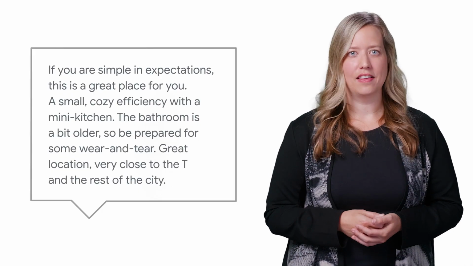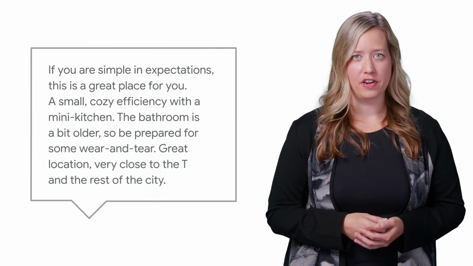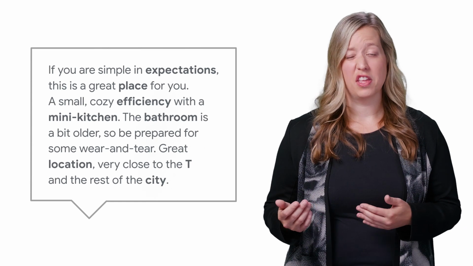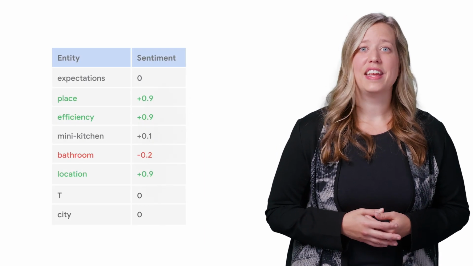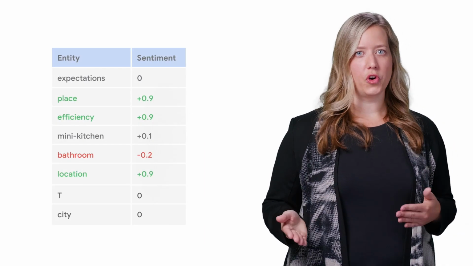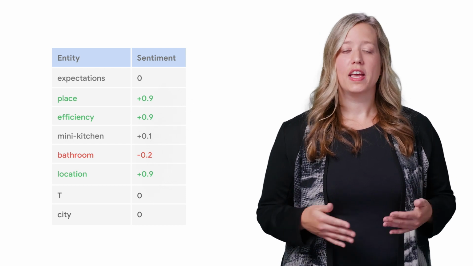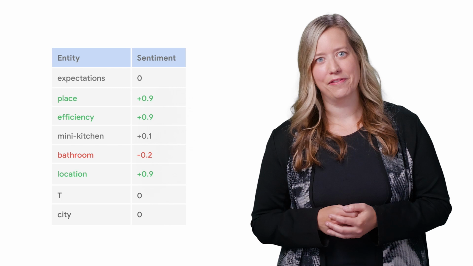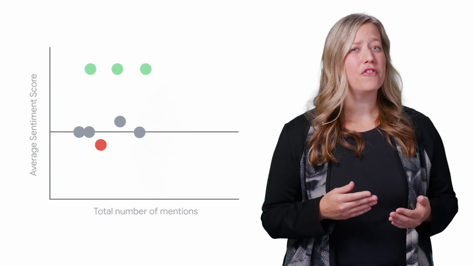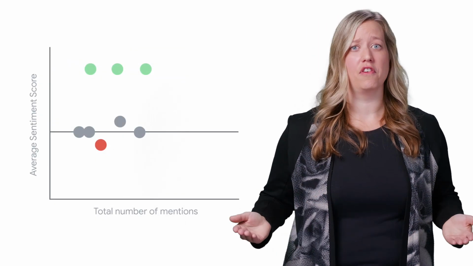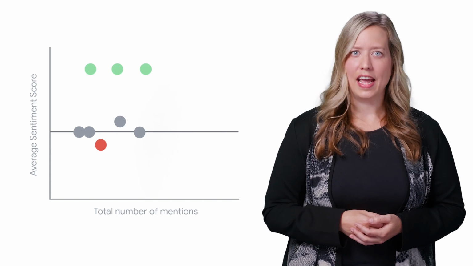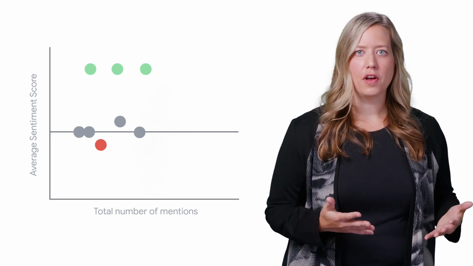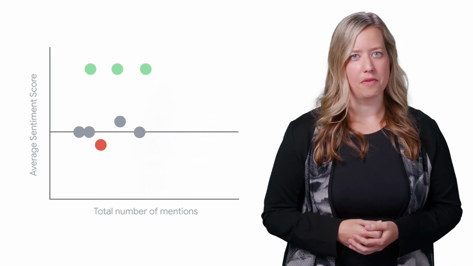For example, take this review of a vacation rental property. Cloud Natural Language will analyze the text and identify a list of entities. Then it will assign each entity a sentiment score. These sentiment scores range from a clearly negative, negative one, to a clearly positive, positive one. Imagine you perform this analysis across hundreds of reviews. By aggregating and analyzing those results, you'll start to see at a high level what people are talking about the most, along with their sentiment.